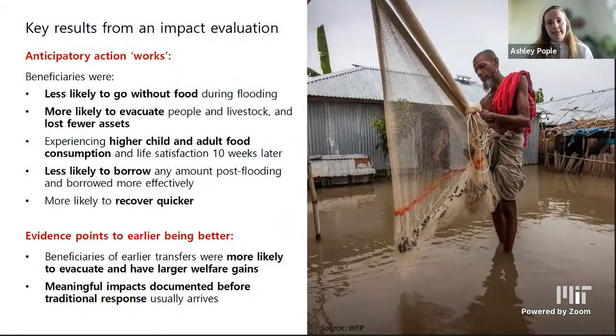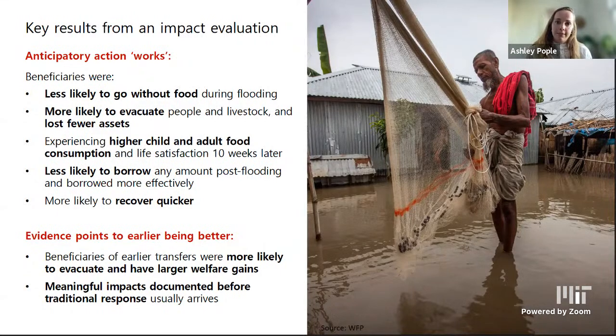We evaluated the anticipatory cash transfers that were provided in anticipation of the shock, and we showed that even 3 months later, which is when we were able to collect the data, those who received cash relative to those who did not had better welfare outcomes. In particular, they were less likely to go without food during the flood itself. It's about 36% less likely to go a day without eating at all.